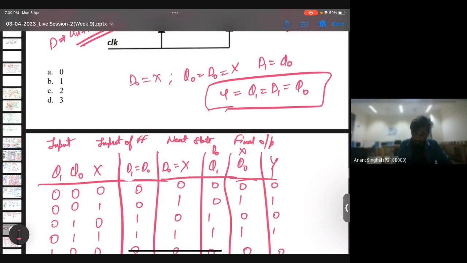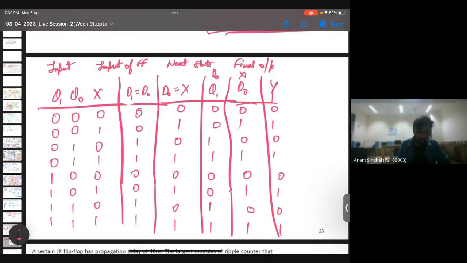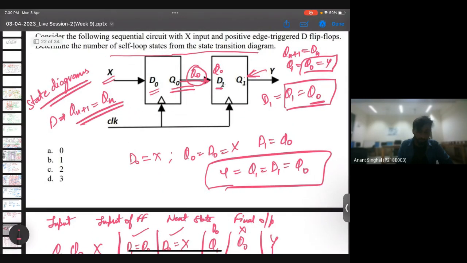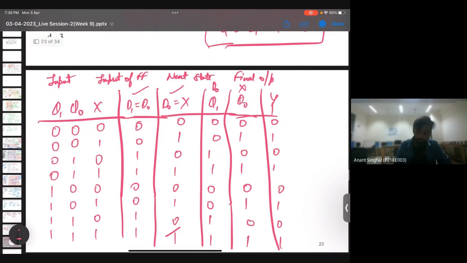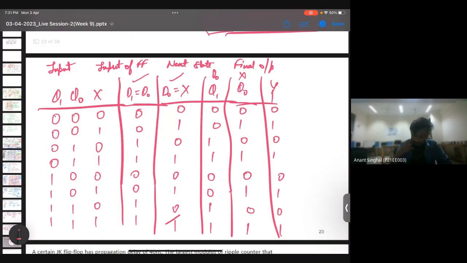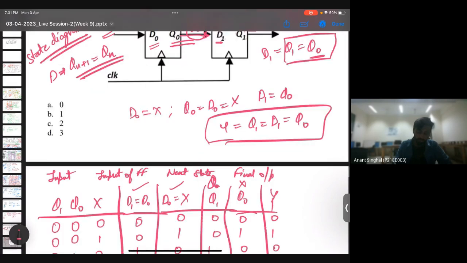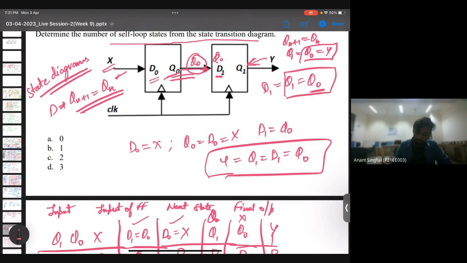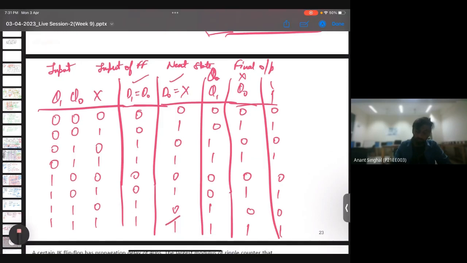Yes, sir. So I have written all the possible inputs, which are Q1, Q naught and X, and corresponding D1, which was Q naught, and D naught, which was nothing but X. In the next state, Q1 was nothing but Q naught, so I've written the Q naught column here, and then Q naught was nothing but X, so I've written the X column here. And ultimately the final output is nothing but Q naught only. So now is it clear?